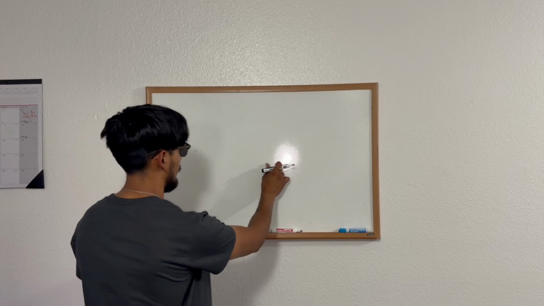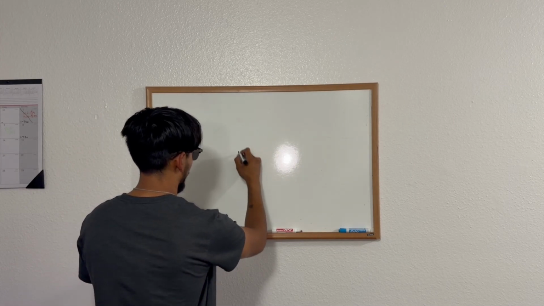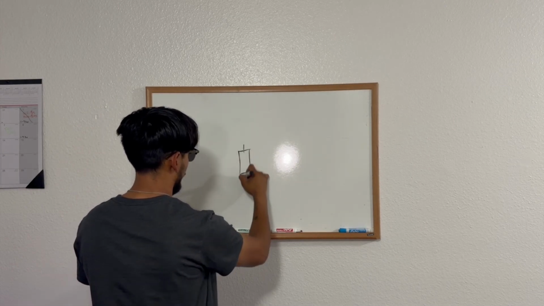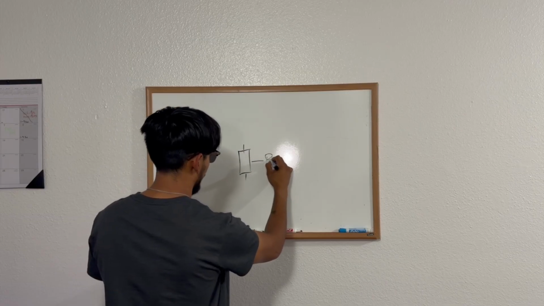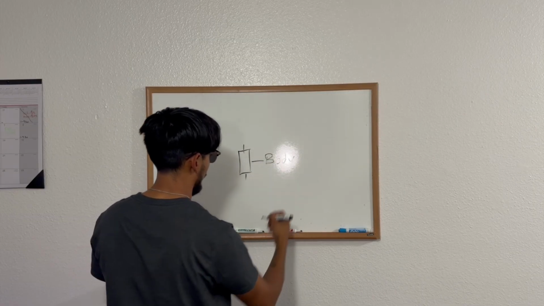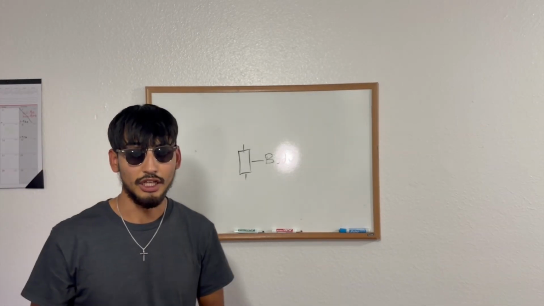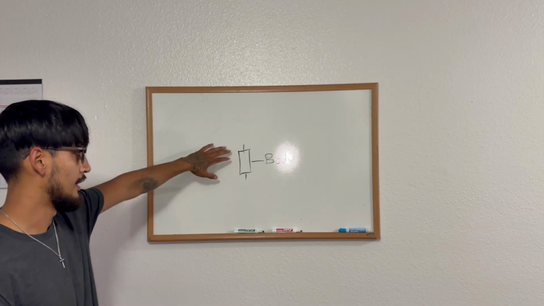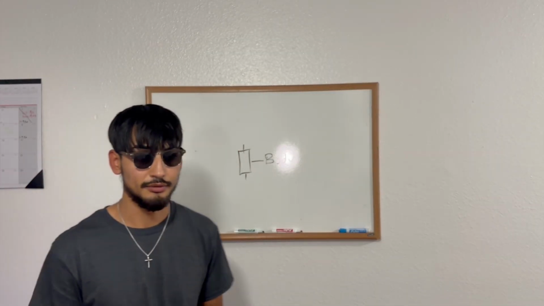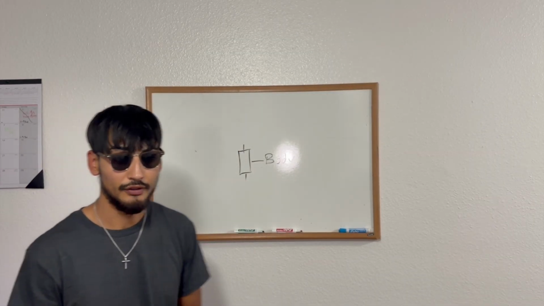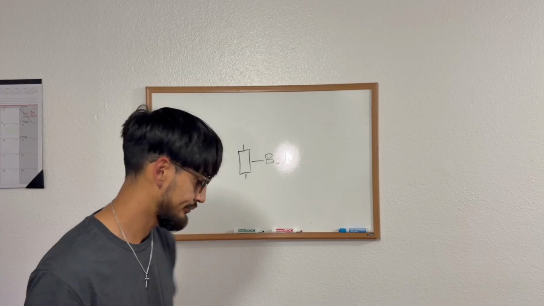So also, you have the candle body. Just in general, the big part of the candle is the body. The small part of the candle is the wick. That's it.